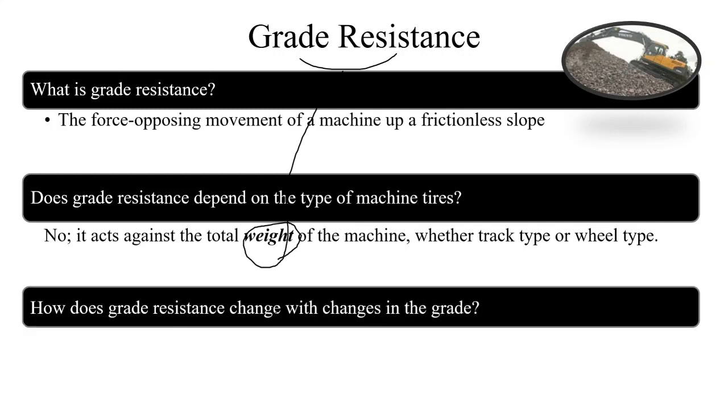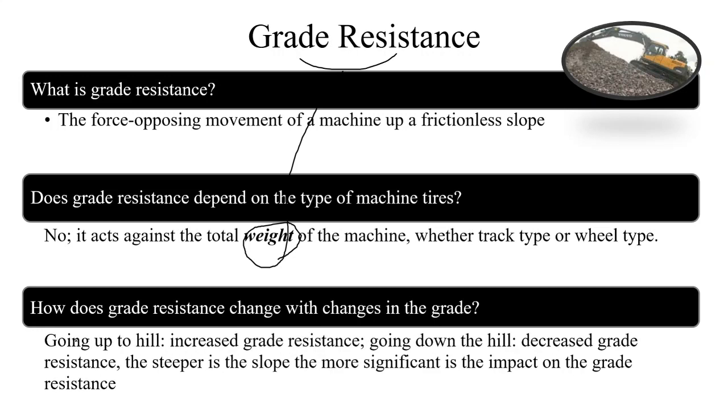So how does grade resistance change with changes in the grade? Can you make a guess? So obviously in going up the hill, there will be increased grade resistance, and going down the hill, there will be decreased grade resistance, okay? And the steeper the slope, the more significant the impact on the grade resistance. So what we learned here is that the second type of resistance is grade resistance. It does not depend on the type of tire because our assumption is that there is no friction. It is directly dependent on the weight of the machine.